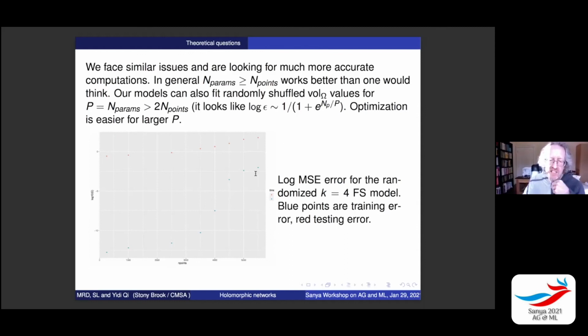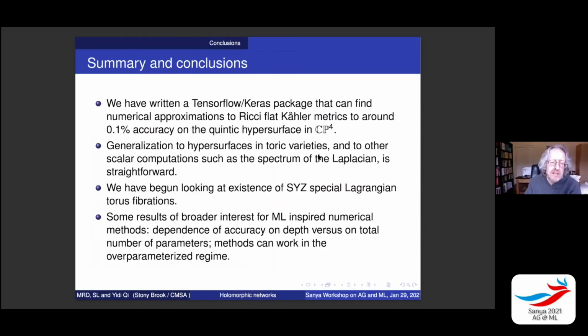What is the argument that tells me that I need a number of points comparable to the number of parameters and not say 10 times that, or maybe 10 times fewer than that? So that would be another quasi-theoretical question that would be very good to get a handle on. Okay, so that summarizes, and that's the end of my talk. So I'll stop for questions.